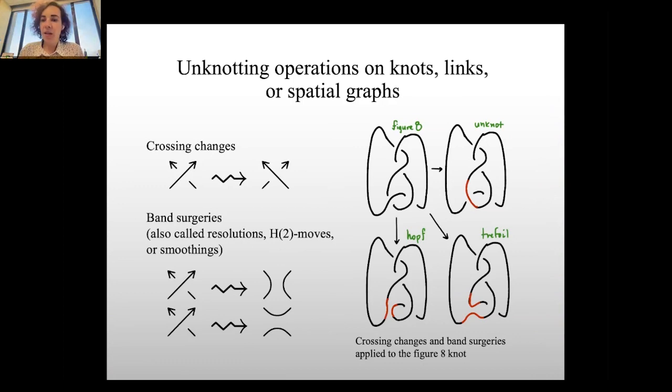In the image on the right, there's an example of what happens if we apply these to the figure 8 knot. In particular, if we take the crossing in the lower left part of the figure 8 knot diagram and apply a crossing change, then we see that it yields an unknot. If we, instead of doing a crossing change, do one of these two bandings, then we get either a trefoil knot or a Hopf link. One of them's a knot, one of them's a link. And so these different types of knots and links result from doing these simple operations.